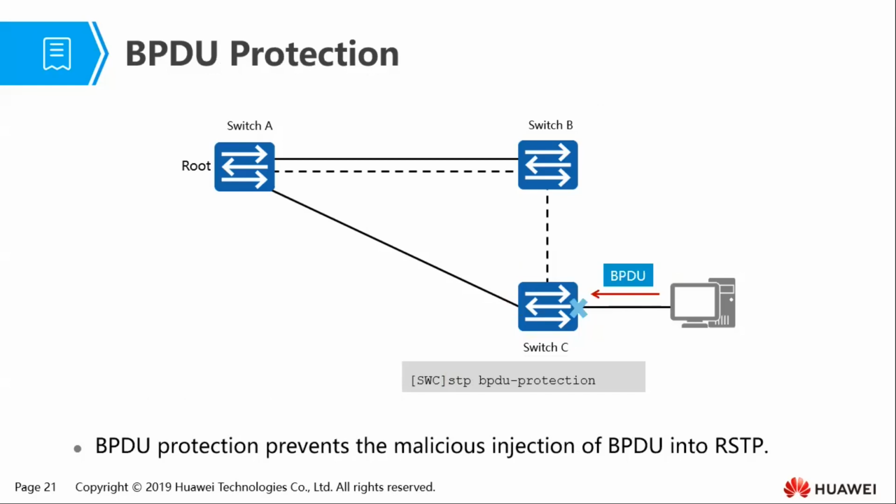Then we have what we call BPDU protection. You remember I gave you an example that a hacker who's connected to your network can send a bogus BPDU to an edge port.